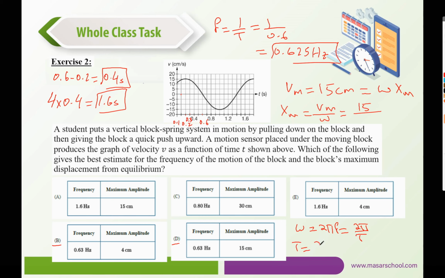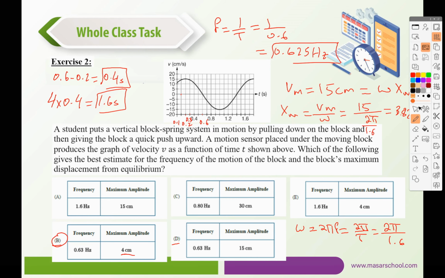The period is 1.6, so that would be 2π divided by 1.6. Plugging that into the calculator, we would find that xm is almost 3.82 centimeters. Why centimeters? Because the speed is in centimeters per second, and the closest to that would be 4 centimeters, making B the correct answer.